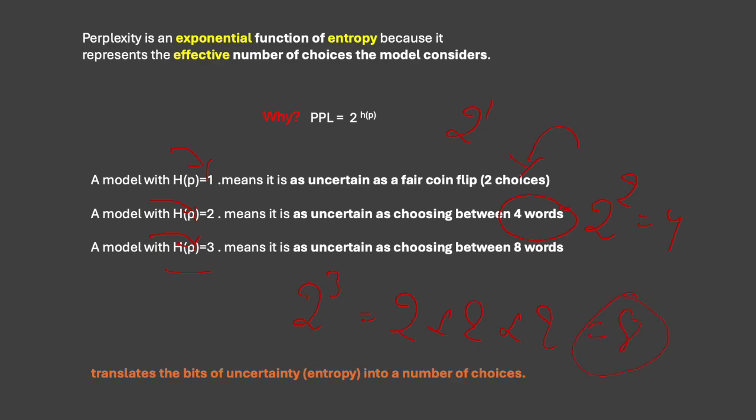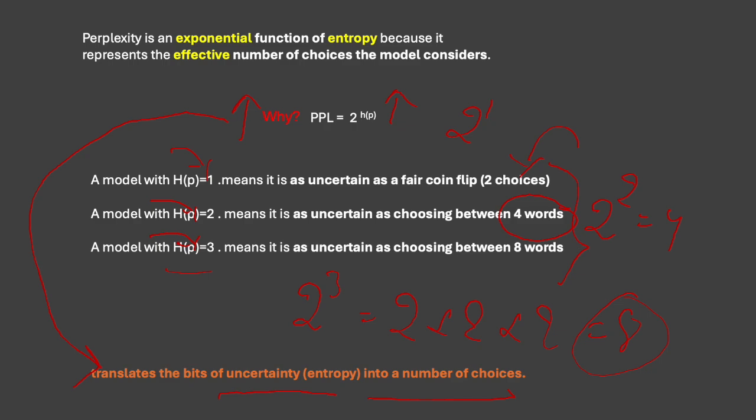It means it is as uncertain as choosing between 8 words. Very simple to understand. This mathematical formula clearly gives us that the moment entropy increases, the perplexity score also increases. That's why whenever we increase the randomness, the perplexity increases, and more perplexity means the model is bad. So this formula, PPL equal to 2 to the power H of p, helps us translate the bits of uncertainty or entropy into the number of choices, as we see here.